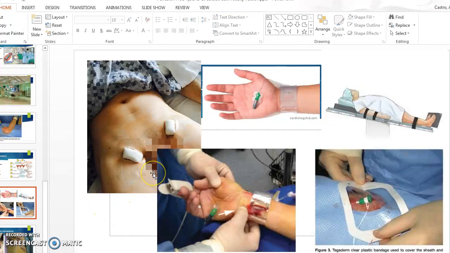So here's some pictures for you. I know you're like, oh my gosh, can't believe Ms. Castro showed pictures like this.